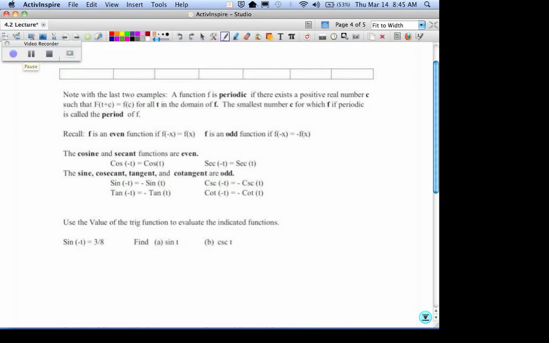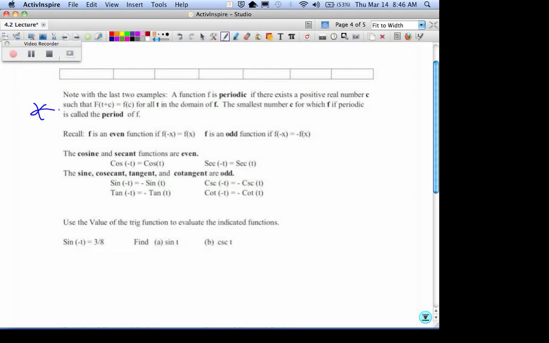If you look at starting at 0, if I do the cosine of 30 degrees, what do I get? What's the cosine of 30 degrees? The cosine of 30 is root 3 over 2, right? Root 3 over 2.